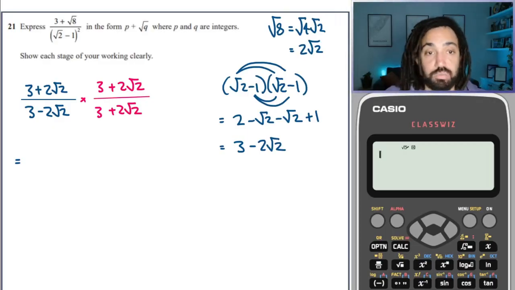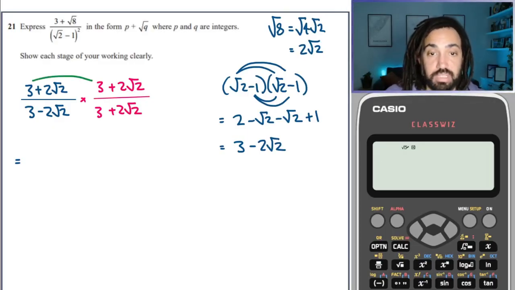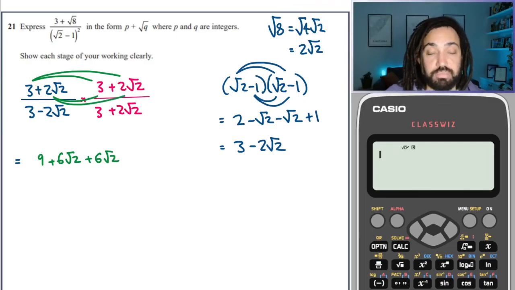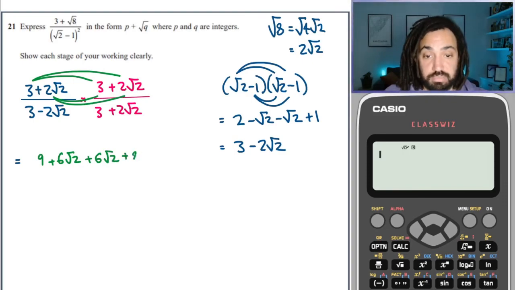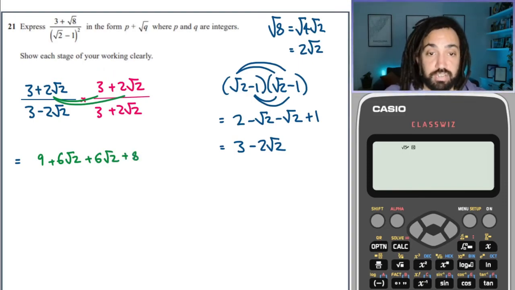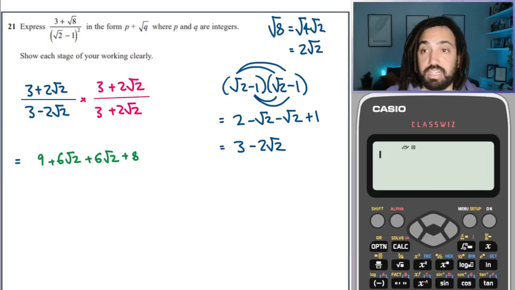Let's just start off with the top. So that's going to be 9. That's going to be 6 root 2. That's going to be another 6 root 2. And this is going to be 2 times 2 is 4. Root 2 times root 2 is 2. 4 times 2 is 8. So plus 8. Okay, lovely. That's the top done. Now let's do the bottom.